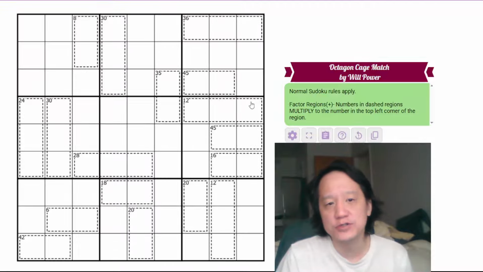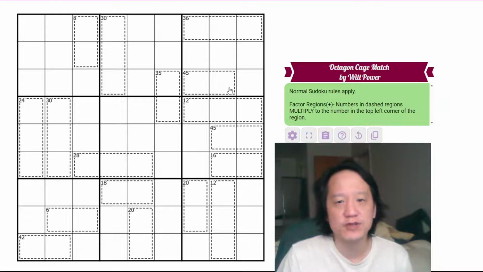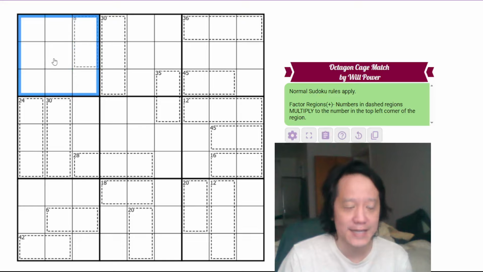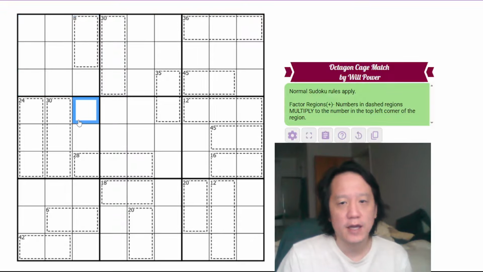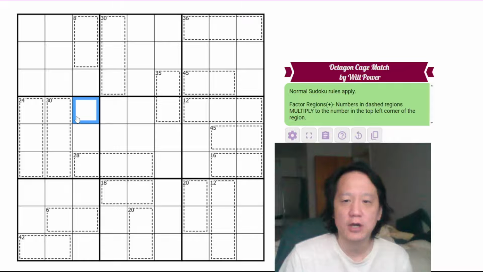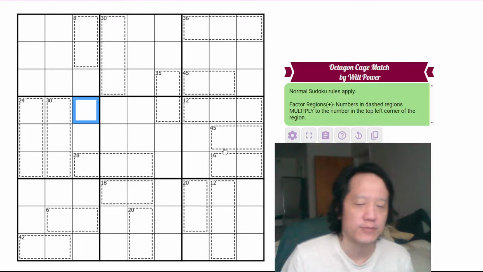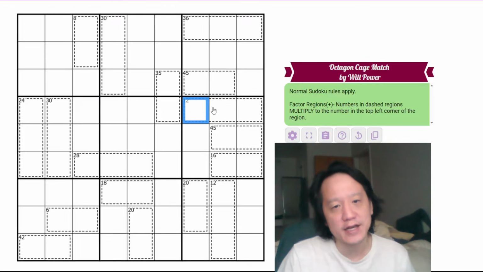Normal Sudoku rules apply, which means in every cell on the grid, place a single digit from 1 through 9 such that there are no repeats in any row, column, or 9-cell designated region, which in this case is a box. And we also have factor regions, where the numbers in dash regions multiply to the number in the top left corner of the region instead of adding to the digits.